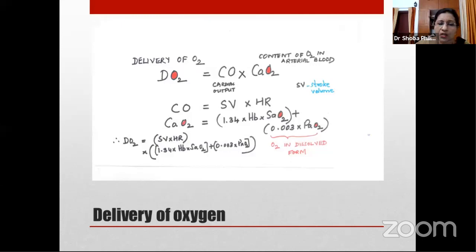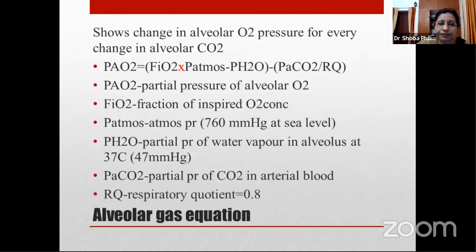So this is the same equation as I showed you before regarding delivery of oxygen. The alveolar gas equation shows the change in alveolar O2 pressure for every change in alveolar carbon dioxide. PAO2 is equal to FiO2 times the atmospheric pressure minus the pressure of water vapor in the alveolus at 37 degrees centigrade, that is 47 mmHg, minus the PaCO2, that is the partial pressure of carbon dioxide in the arterial blood, divided by the respiratory quotient. And Dr. Pankaj Kundra has given a detailed explanation about alveolar oxygen pressure and how it changes.